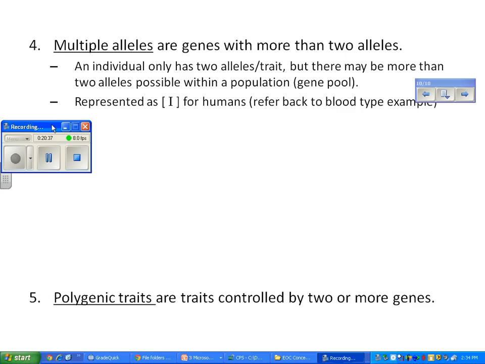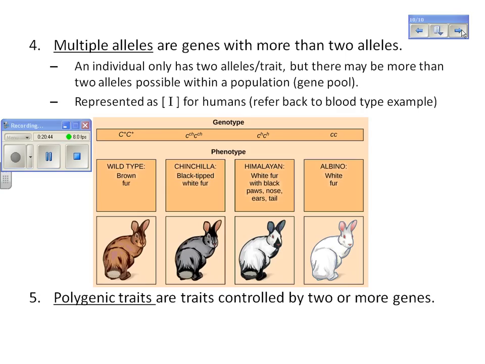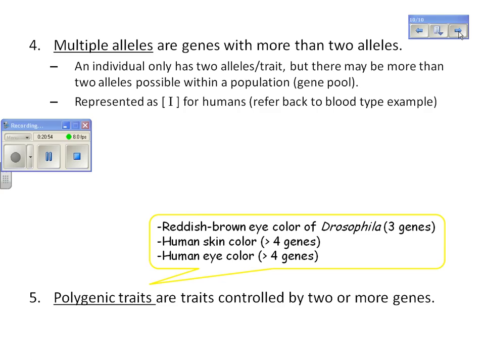In humans, it's commonly represented by the capital letter I, and again, you can refer back to human blood type examples to show you that. If you look here at rabbit fur, you see we have these four possible alleles for the same trait, which is rabbit fur color. And finally, we have polygenic traits.